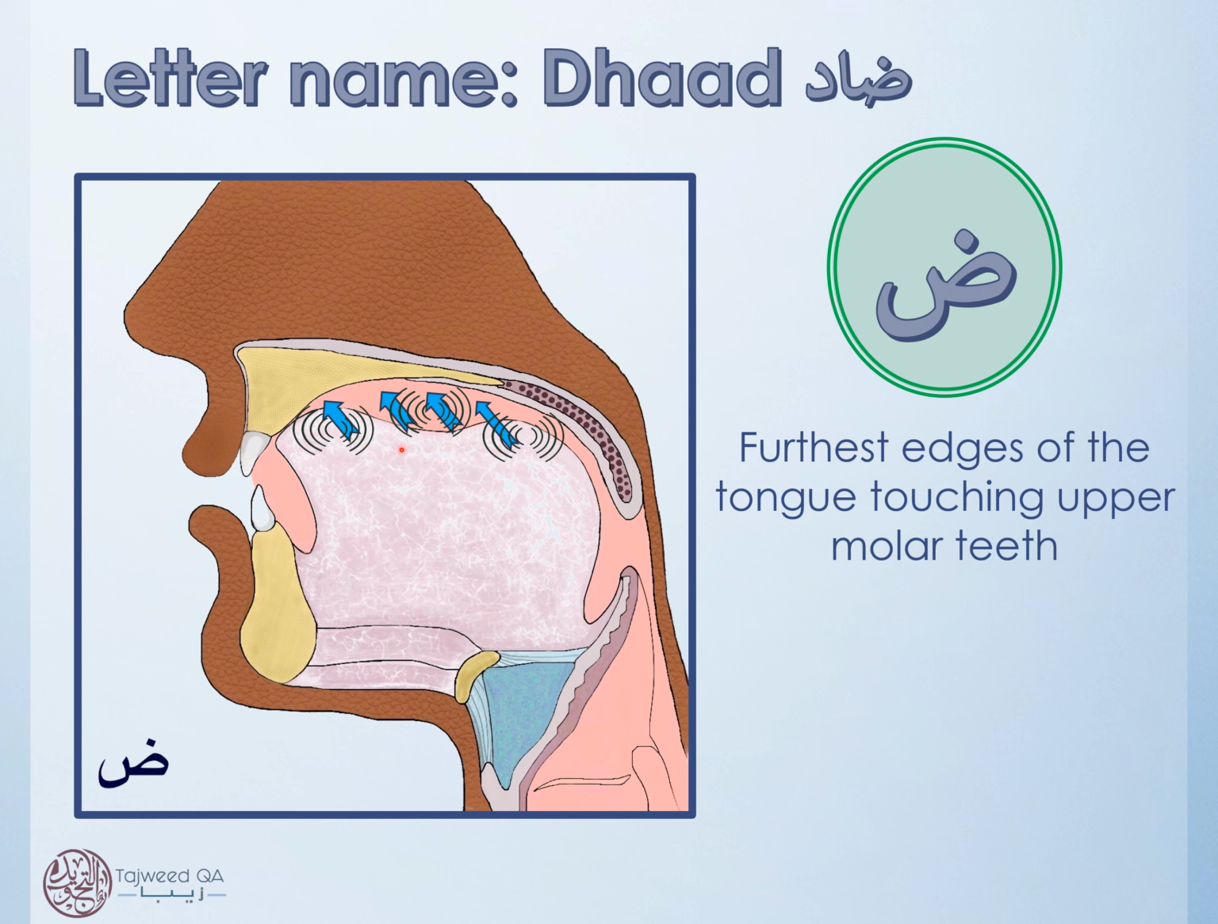The entire upper surface of the tongue is elevated towards the upper surface of the mouth, towards the roof of the mouth. And there's a narrowing in the throat here. So when it's pronounced with fatha, dhamma, kasra: Da, Du, Di.